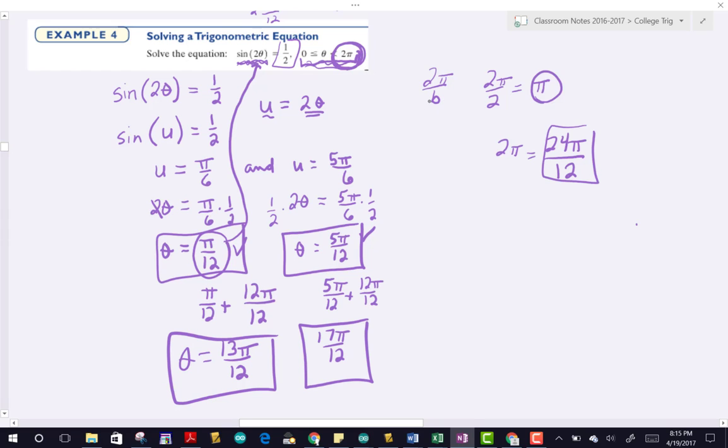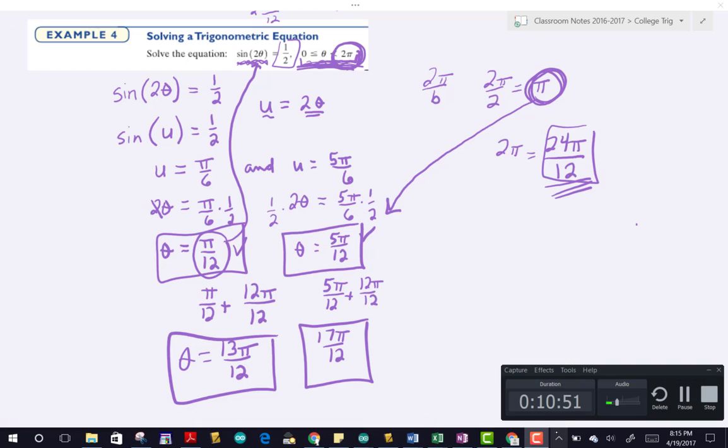And remember, what we did to find those extra solutions was to find the period of the function and then add that period to our solutions until we got outside of the range that the problem was asking us to solve within.